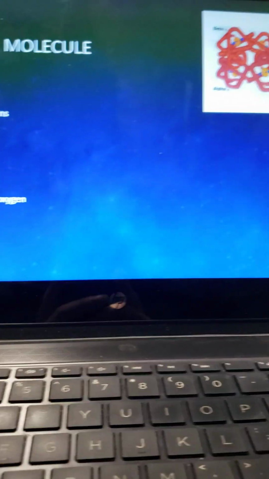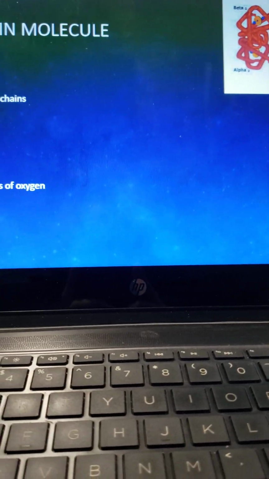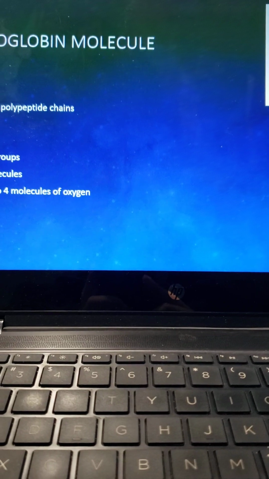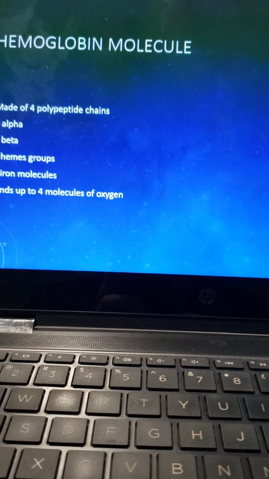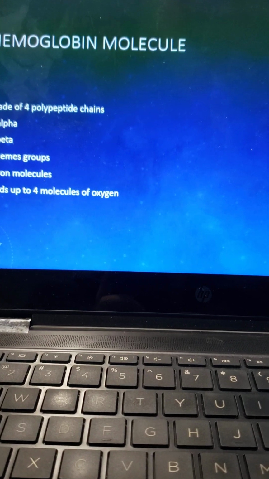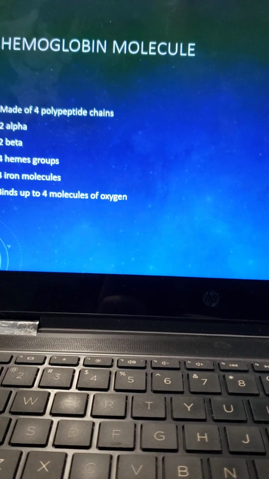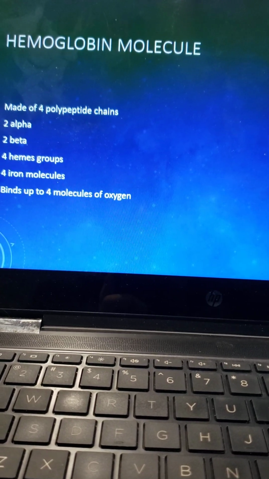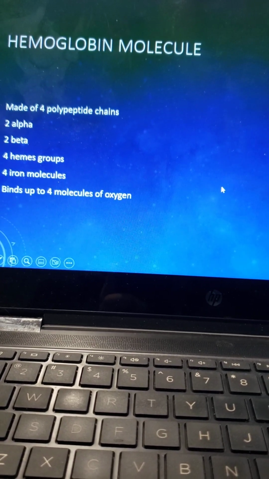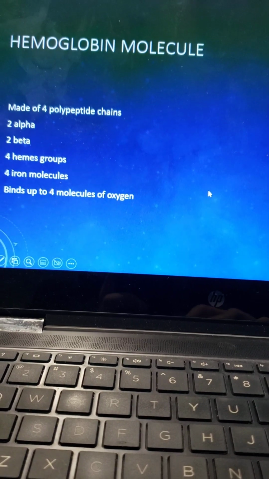An interesting fact about the hemoglobin molecule is that there are about 270 million of these molecules per red blood cell, and each person has about 20 to 30 trillion red blood cells in the human body, which accounts for about 25% of all the cells in the human body.